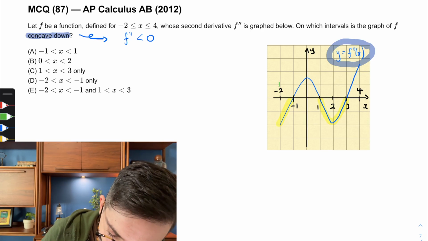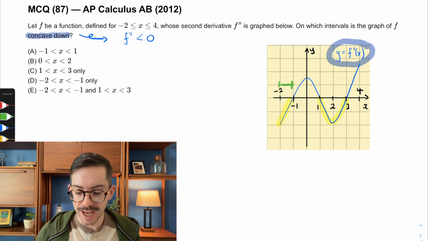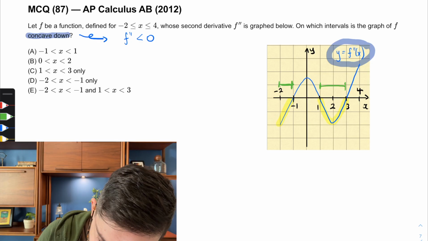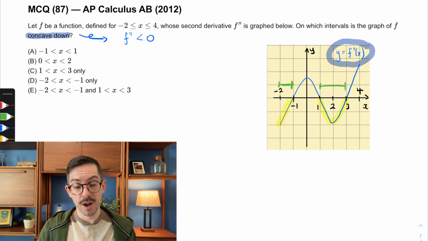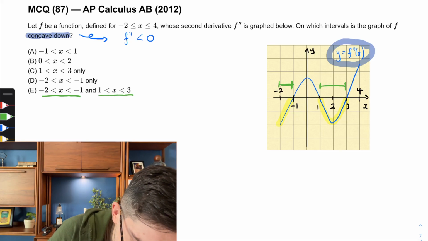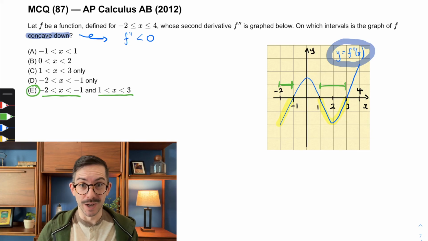So if I look at the x values that make that happen, I have x lying between -2 and 1. And then over here in this region, x is lying between 1 and 3. That happens in answer choice E. That one was also pretty quick.